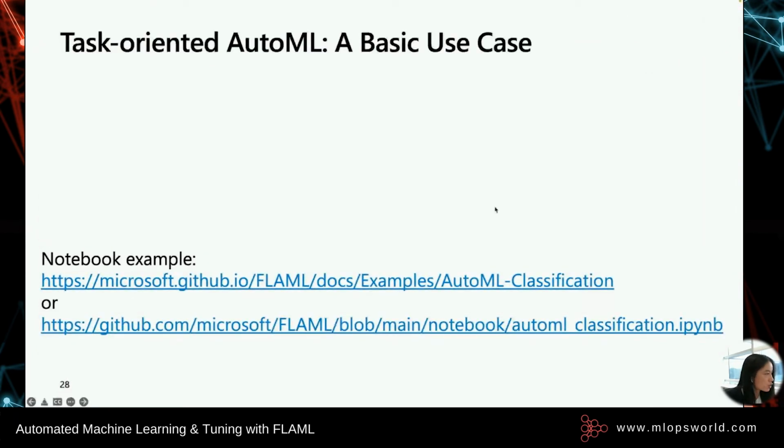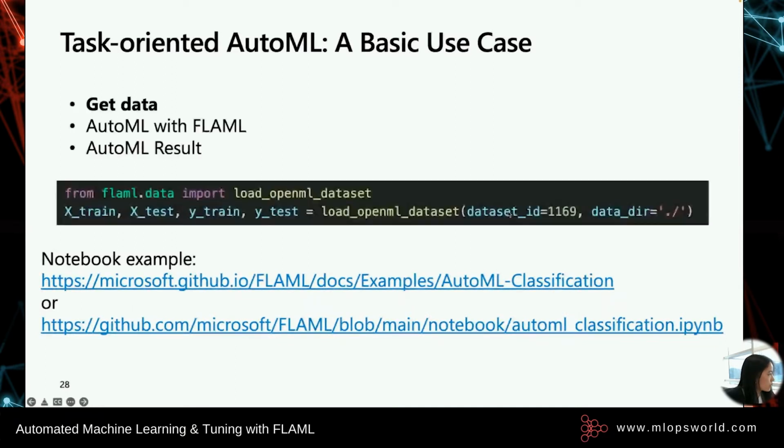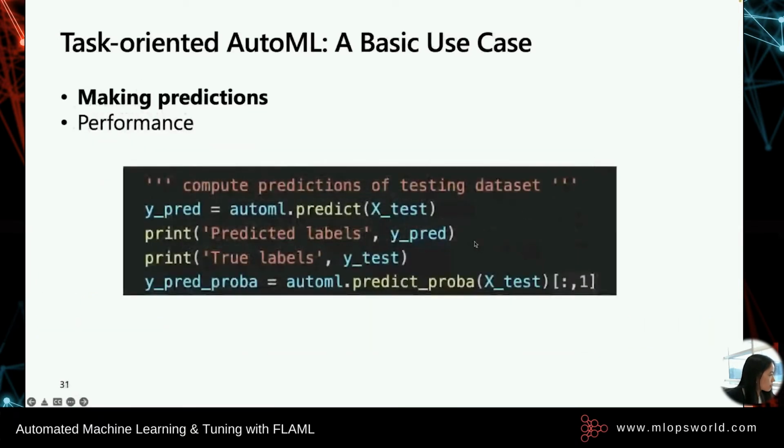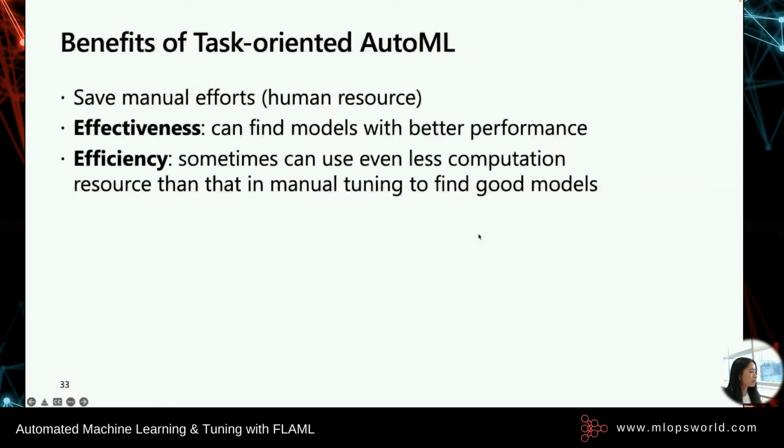Okay, now let's go back to this tutorial. So I have gone through a basic example of task-oriented AutoML. The benefit of task-oriented AutoML is that we can save manual effort, including both the effort on gluing everything together and the effort on manual repetitive tuning. Second, with task-oriented AutoML, you can find models with better performance compared to no tuning and manual tuning. Third, sometimes you can even find models with better performance with less computing resource than that in manual tuning, especially if you are not very experienced in machine learning.